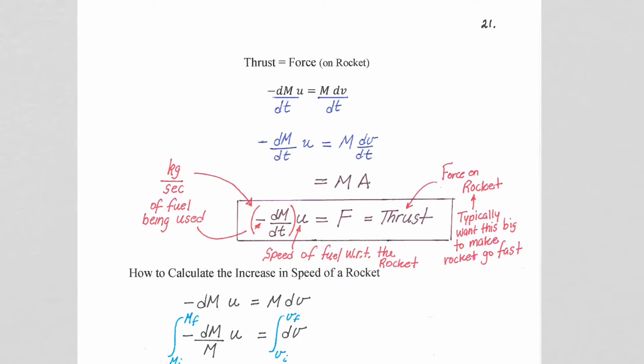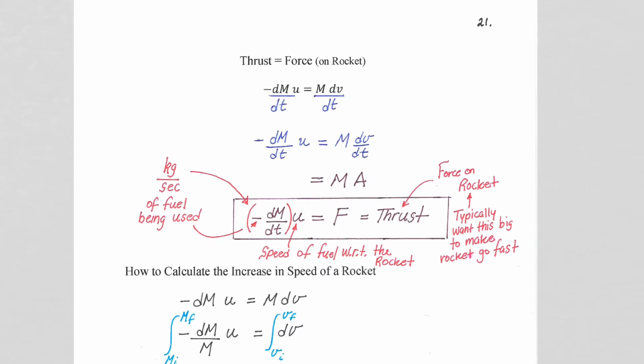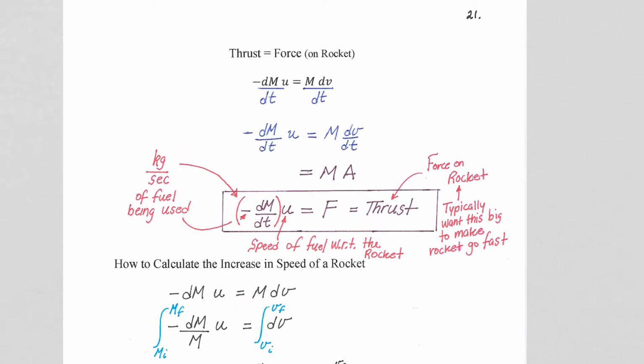As I said, all of our derivations are going to start with our conservation of momentum memorized equation for rockets: negative dm u equals m dv. And this is the easiest derivation, I think, in physics ever, because the derivation is done once we divide both the left and the right-hand side by dt. And that's it. Boom. You are done.